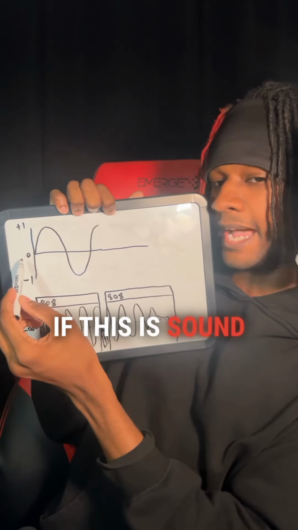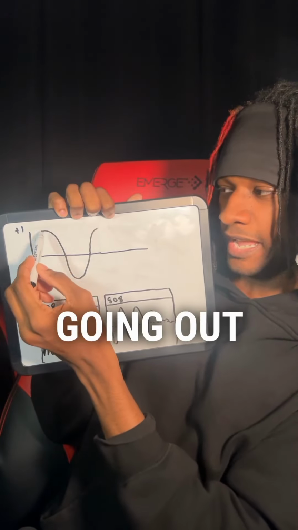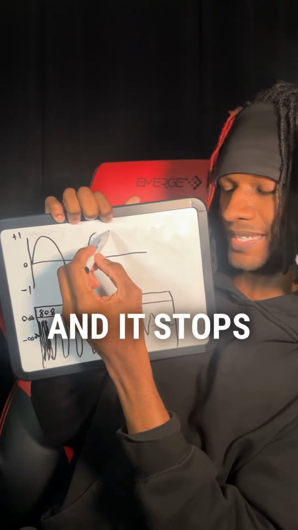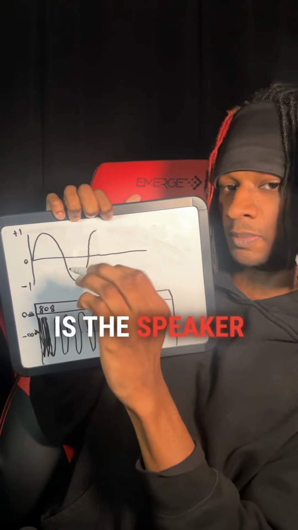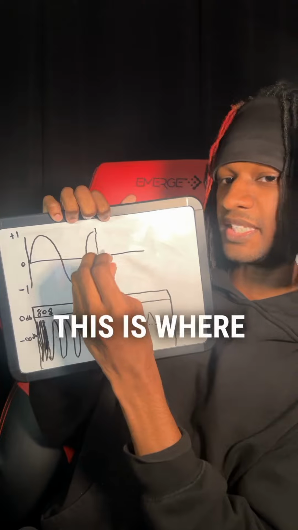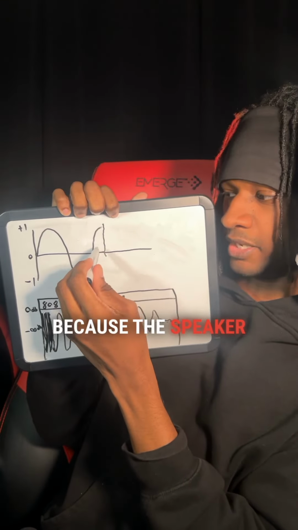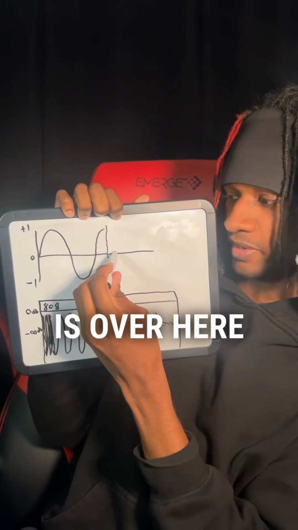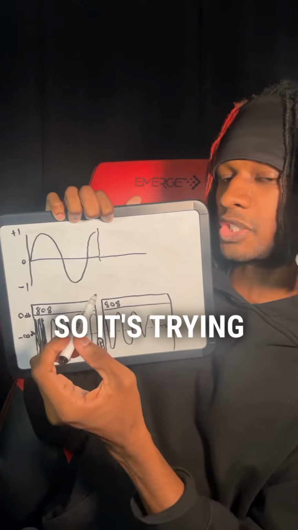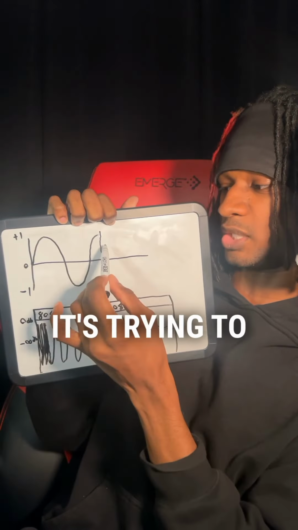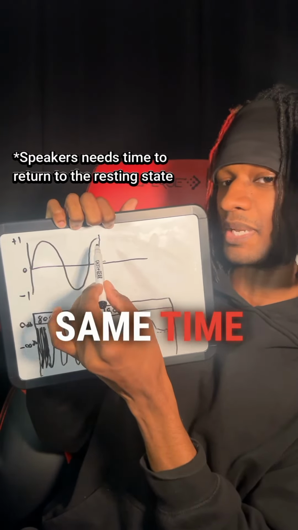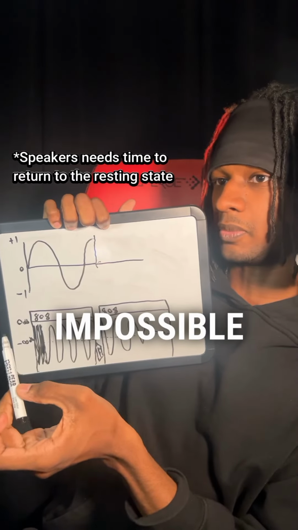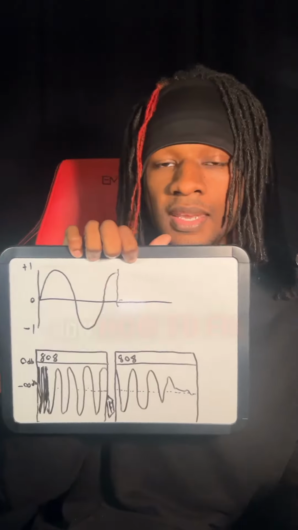If this is sound over time, the speaker's going out and in and out, and it stops. So what this means is the speaker, right at this moment, this is where the click happens, because the speaker, naturally when it's not moving, is over here, but you stopped it here. So it's trying to be here and there at the same time, which is physically impossible, which causes that click. Now how to fix this?